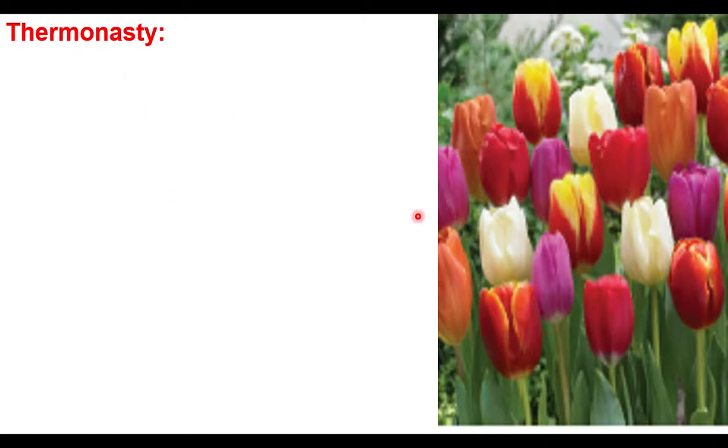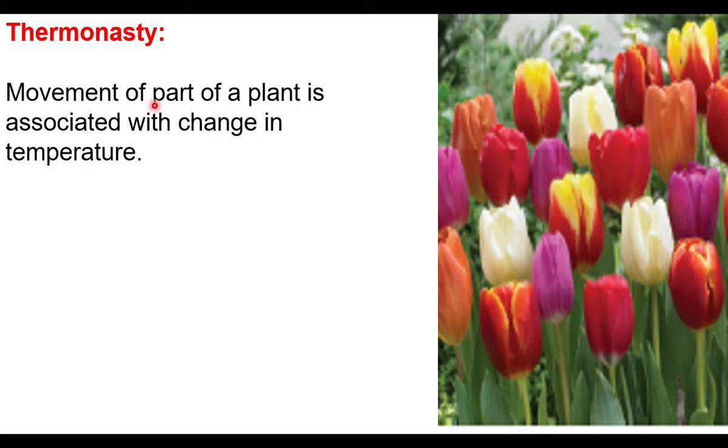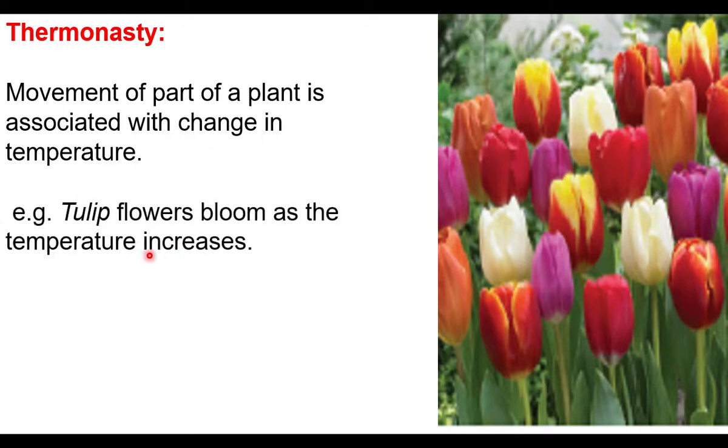Thermonasty: here the stimulus is temperature. This is the tulip plant. Tulip flowers open when the temperature increases. Movement of part of a plant is associated with change in temperature. Example, tulip flowers bloom as the temperature increases. So we have discussed various types of plant movements. Plants do not move from one place to another, but their parts show response due to stimuli.